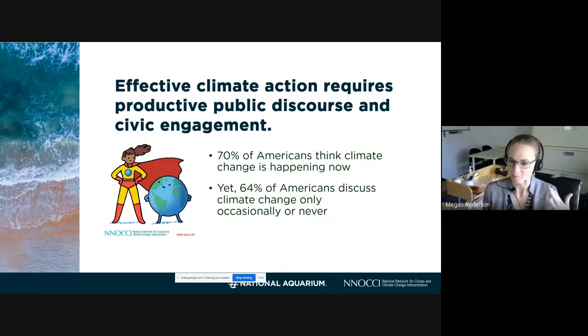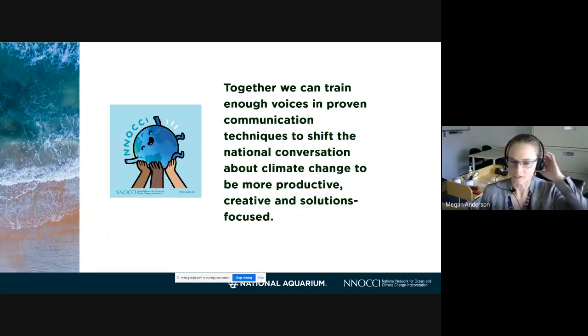And because other people aren't bringing it up, you don't want to bring it up either, which leads to a spiral of silence around climate change, which is not great when we want to talk about solutions and get to the solutions. So the more we can talk about it, the more we can equip people with the tools to talk about climate change, the more we can get to these solutions. So the big goal was helping spread around these great tools to give enough people some great techniques to help shift the overall conversation of climate change to be more productive, to be more creative, and to be focused on solutions.